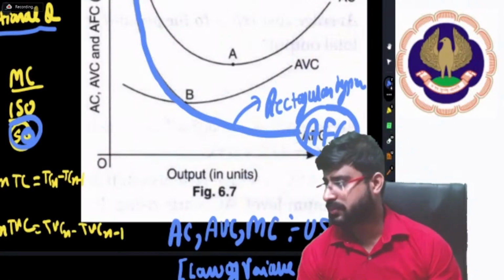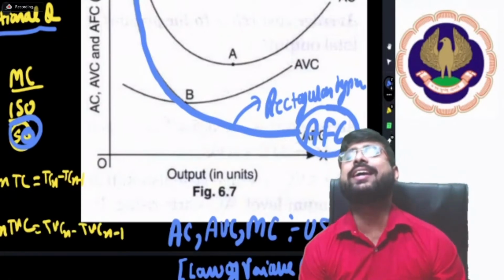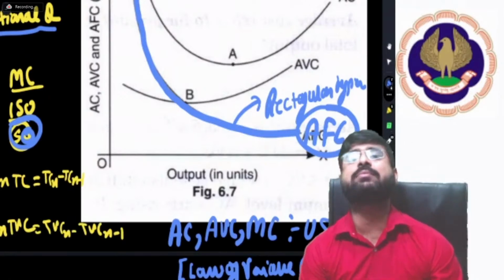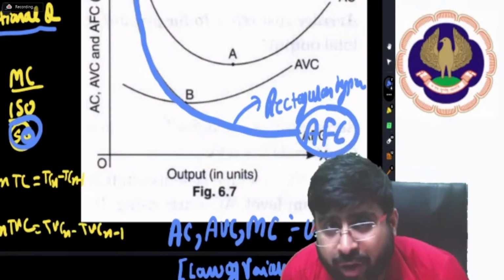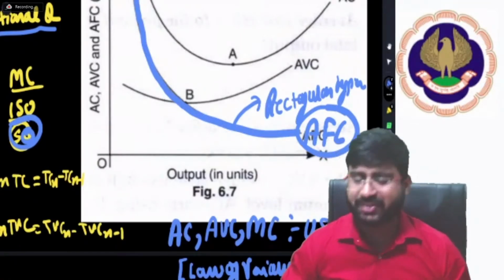Is that so, sir? Remember, AFC is a rectangular hyperbola. Don't call it U-shaped. AC, AVC, MC are U-shaped due to law of variable proportion. Yes, sir, we got this.